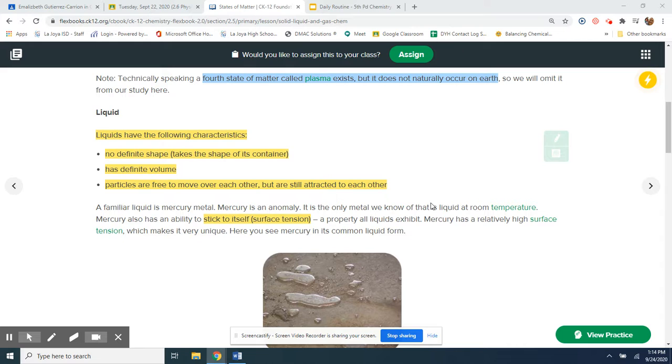Again, we're going to go back to Mercury, because Mercury is considered an anomaly because of the way it acts. But first, a property that most or all liquids exhibit is known as surface tension. Surface tension is the ability for liquid particles to stick to each other. Are they bonded? No, they're kind of like taped together.